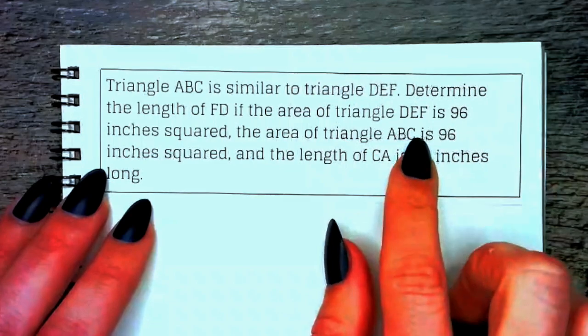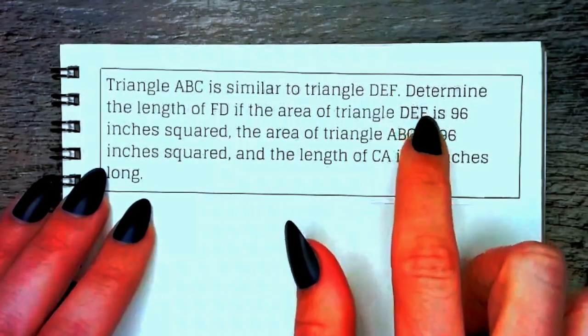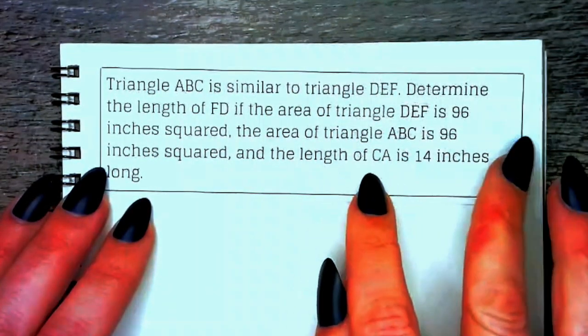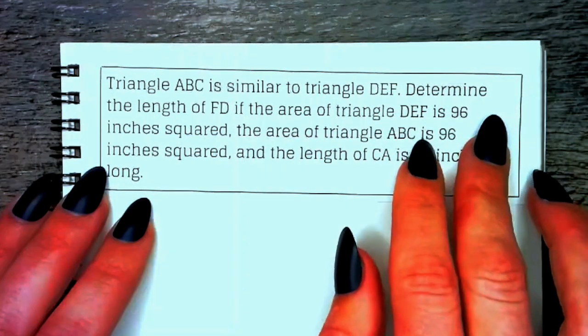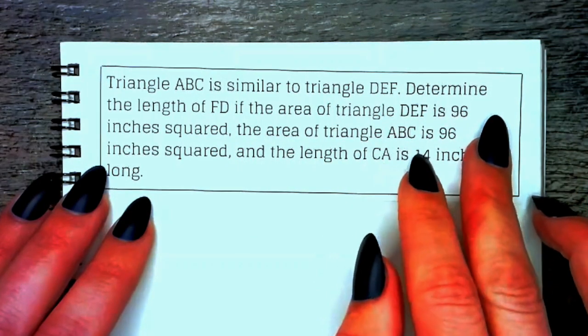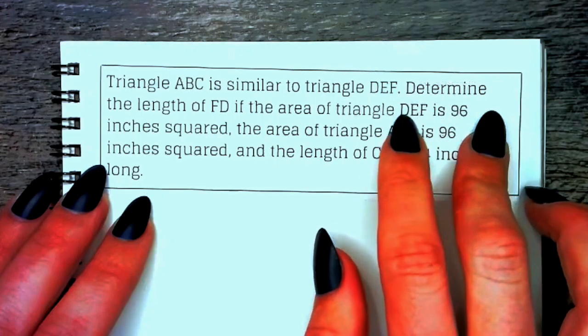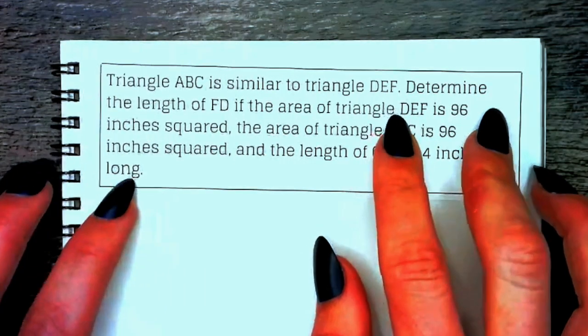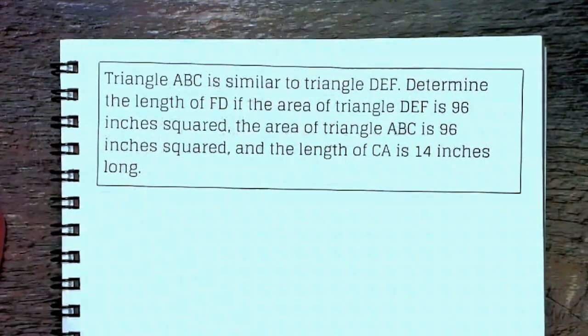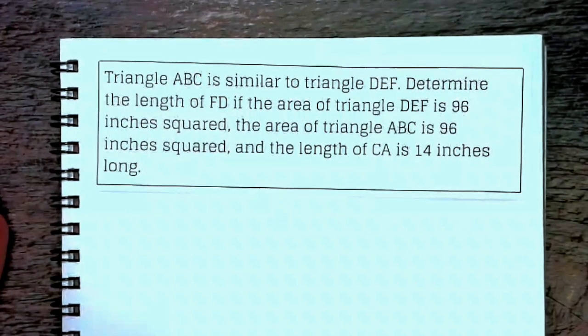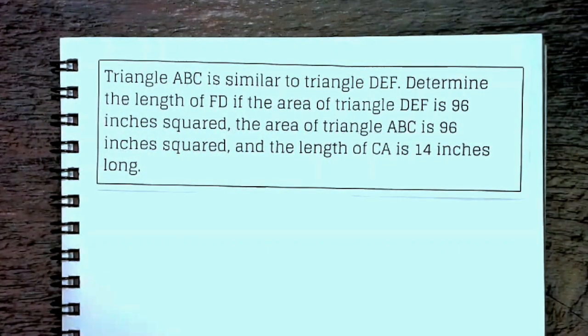So CA, the letter placement does matter for the vertices to describe the sides. CA is the side from this last letter to this last letter, and it is 14. And they're asking us for FD, the length of FD. So, I mean, there's no work to do here. FD equals 14. That's it.